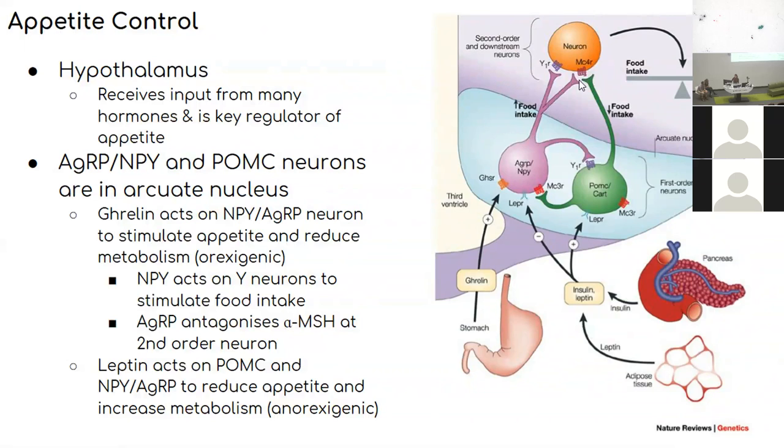Conversely, with insulin and leptin, which is you've just had a really good meal and your fat is happy, it's going to release some leptin and insulin will be released as well. It's going to act on our POMC CART neurons to then send the signal up here and result in an anorexigenic signal. So it will reduce the appetite because we're full, but it will then start to increase your metabolism. And similarly as well, this one will inhibit this guy, so you don't have the signal going at the same time.